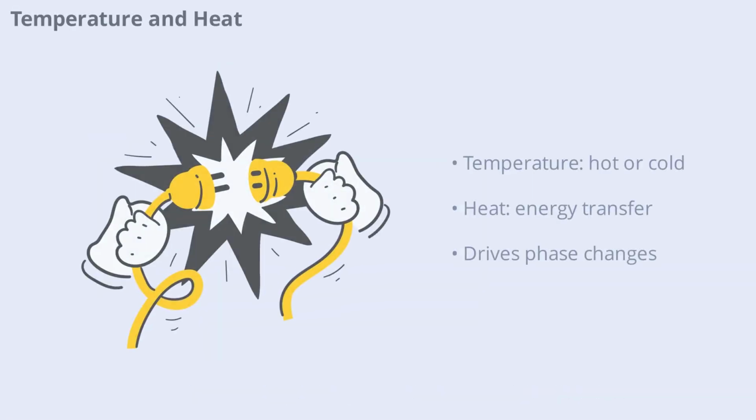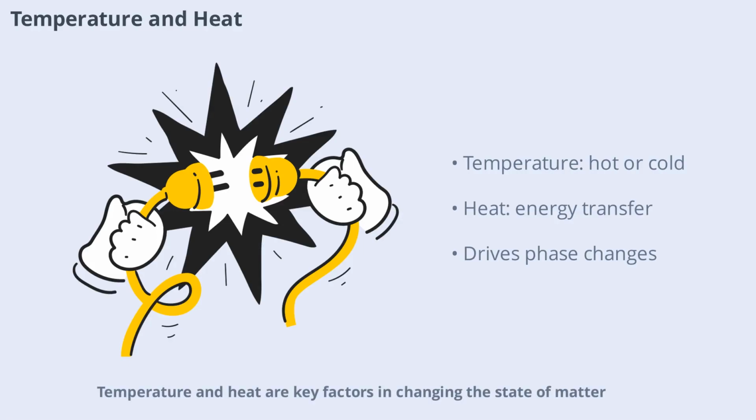Temperature and heat are key factors in changing the state of matter. Temperature measures how hot or cold something is, while heat is the energy transferred between objects because of a temperature difference. When you heat a solid, its particles move faster, which can cause it to melt. Cooling does the opposite, slowing particles down and causing freezing. Understanding temperature and heat helps us control and predict phase changes in everything from weather to cooking.